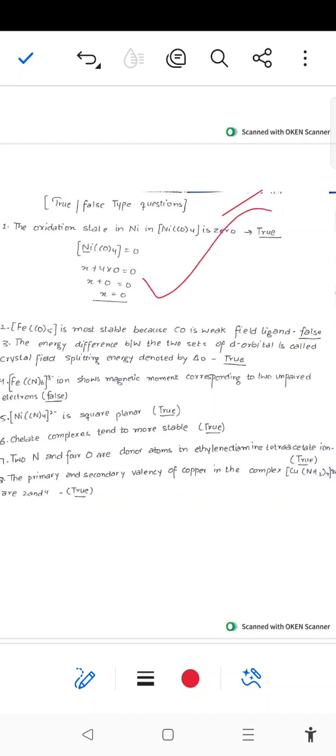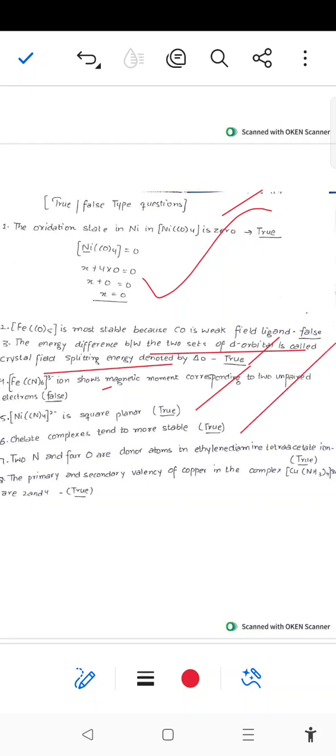Fe(CO)5 is most stable because CO is a weak field ligand. This is a false statement. The energy difference between the sets of d orbitals, the crystal field splitting energy, is a true statement. [Fe(CN)6]3- ion shows a magnetic moment corresponding to 2 unpaired electrons. This is a false statement. [Ni(CN)4]2- is square planar, a true statement. Chelate complexes tend to be more stable, also a true statement.